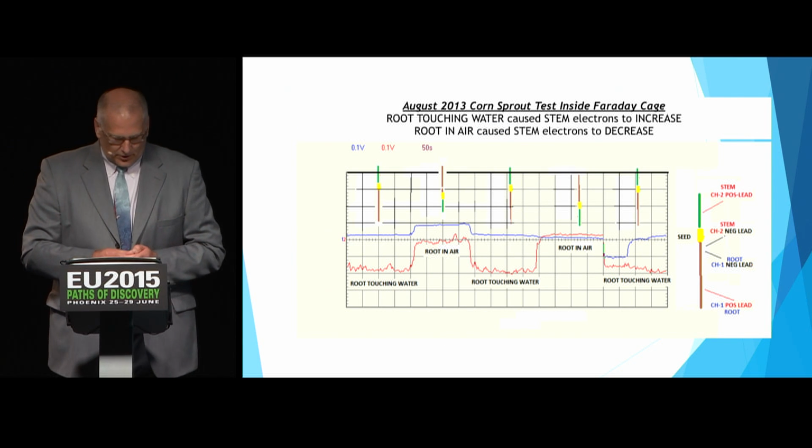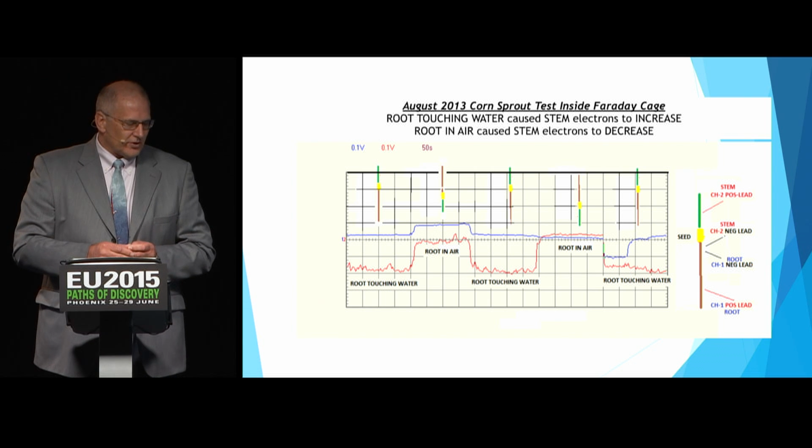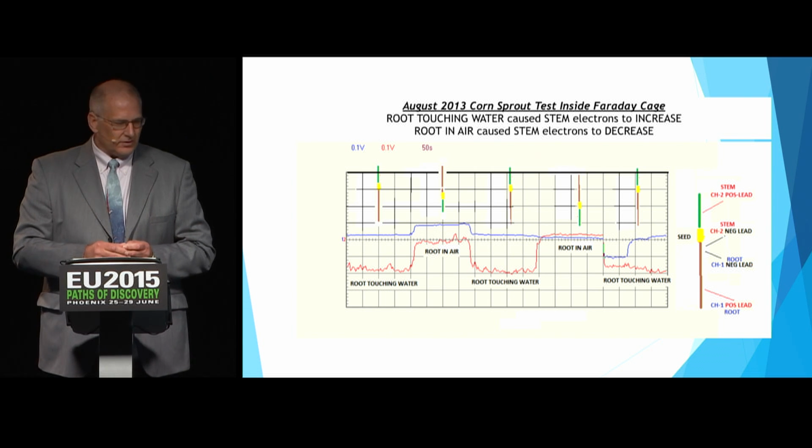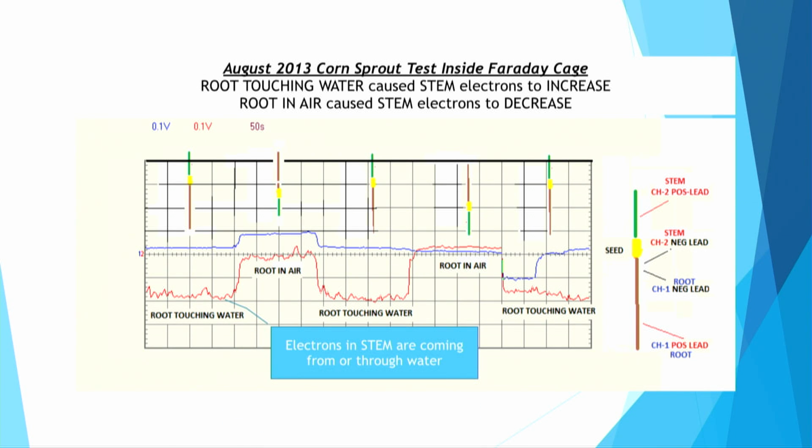So here's a recording of that test setup. It was done in August 2013. I put water in the bottom of the tub, and when I rotated the root down to the water, the electrons in the stem increased. The time per division here is 50 seconds, so it's almost 3 or 4 minutes that the root was touching water and it was a steady voltage.